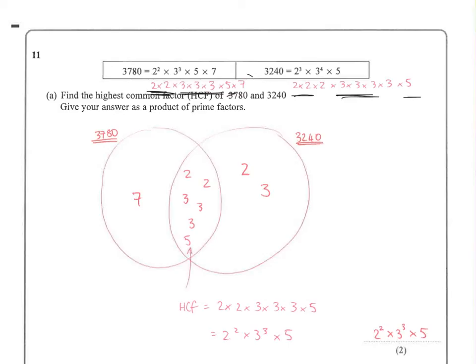For 37,080 I've got left over a 7, so I write that in this left-hand circle. And I've got left for 3,240 a 2 and a 3, so I write those in the right-hand circle. The highest common factor is all the numbers in the centre multiplied together. So 2 times 2 times 3 times 3 times 3 times 5. Now they want you to leave your answer as the product of prime factors. So leave it as 2 times 2 times 3 times 3 times 3 times 5, or 2 squared times 3 cubed times 5.